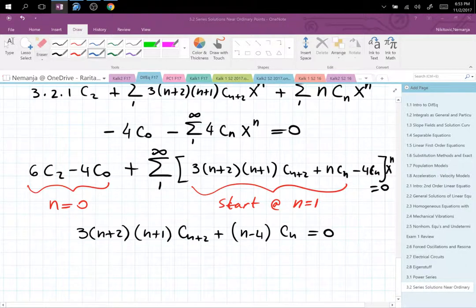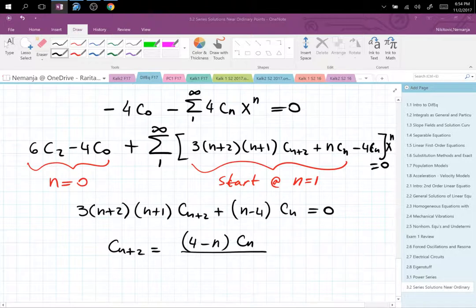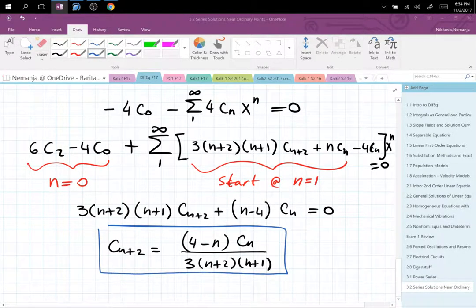Actually, do I want to box this blue, or do I want to solve this for Cn plus 2? Cn plus 2 is equal to negative n minus 4, right? You shift this term to the other side. So I'm going to call it 4 minus n Cn, so I don't have negative signs. And then we have 3 n plus 2, n plus 1. There we go. This is the recurrence relation.